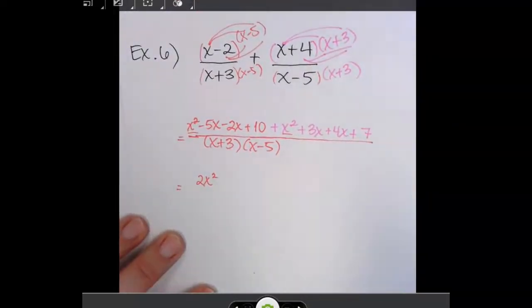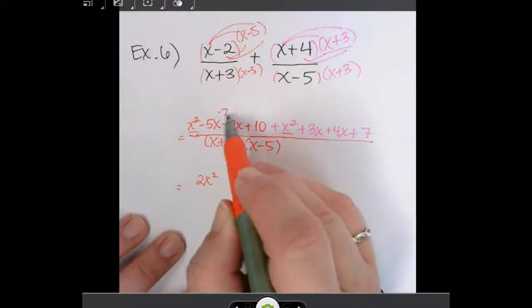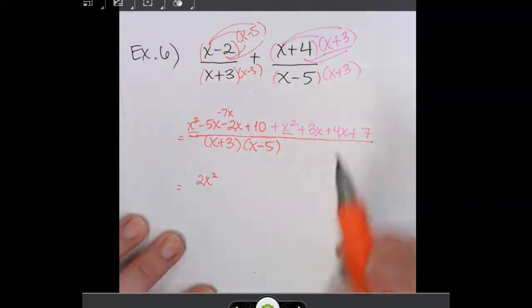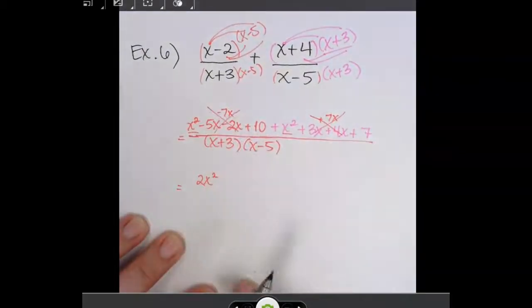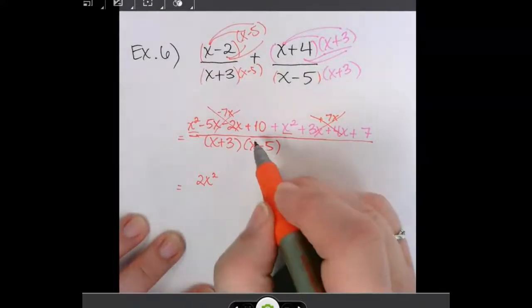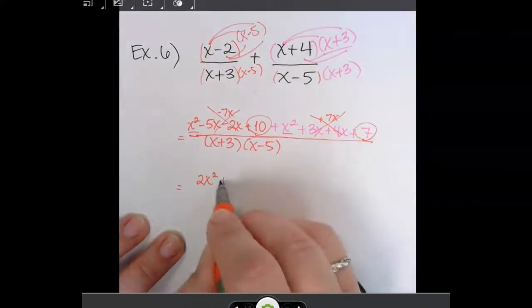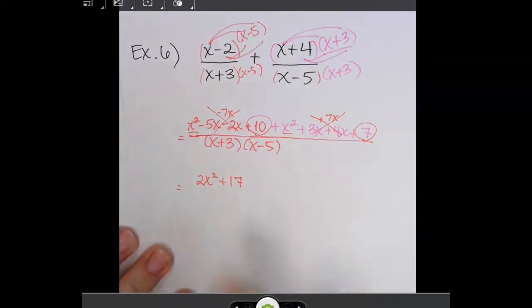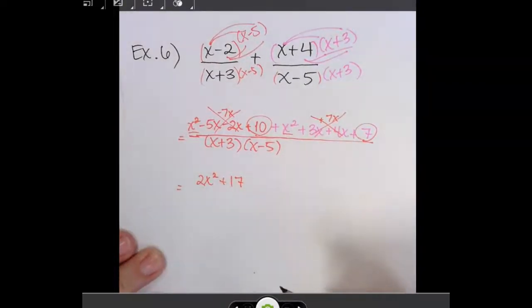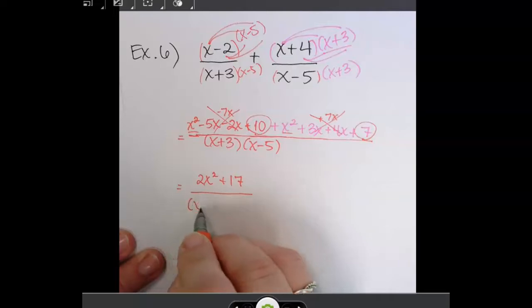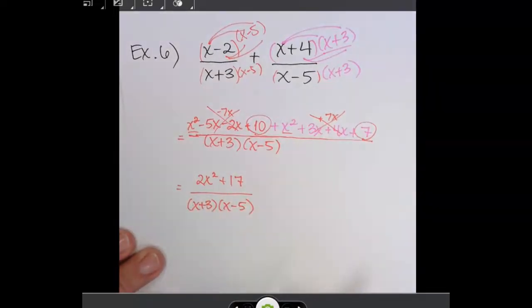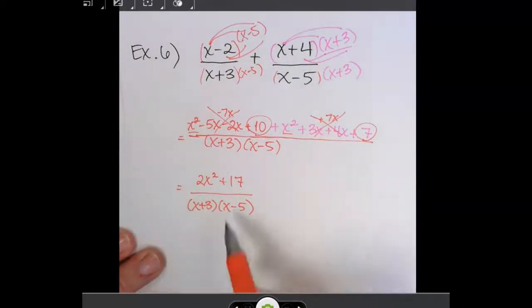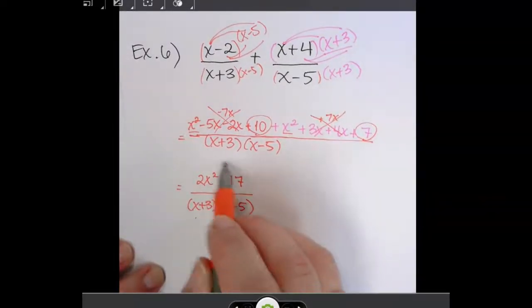All right, next let's see. So my negative 5x, negative 2x is negative 7x. And my positive 3x, positive 4x is positive 7x. So that's all going to cancel out because negative 7x plus 7x is 0. So I just have left 10 plus 7, which is 17. So I have 2x squared plus 17. And that is over my least common denominator in its factored form, x plus 3 times x minus 5. No common factors in the numerator, no common factors to reduce, so that is my final answer.